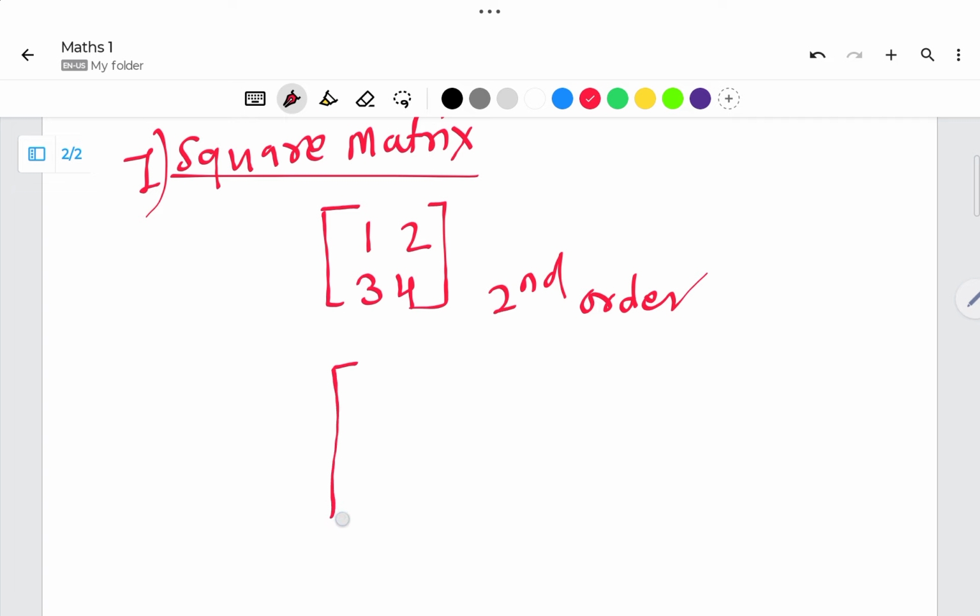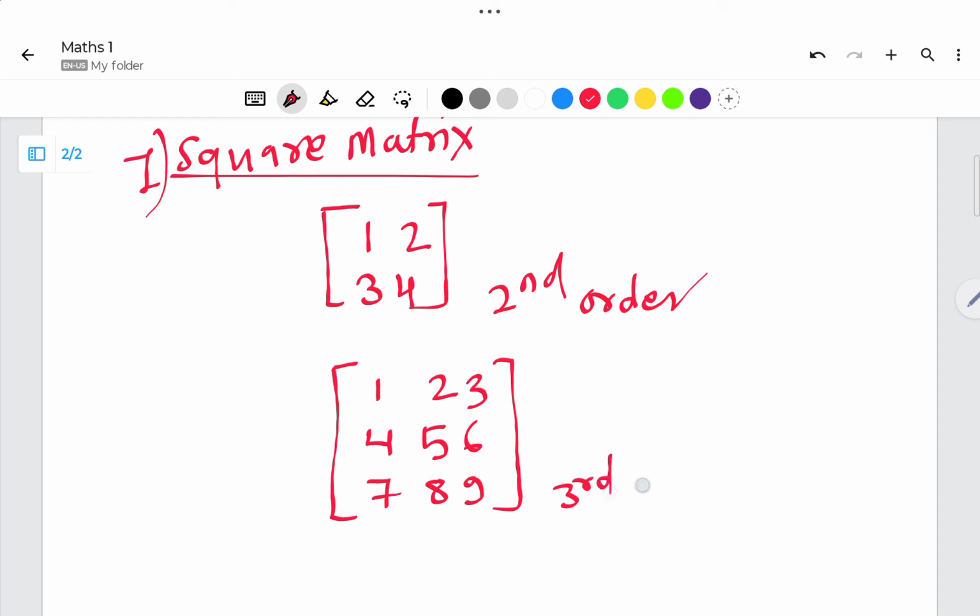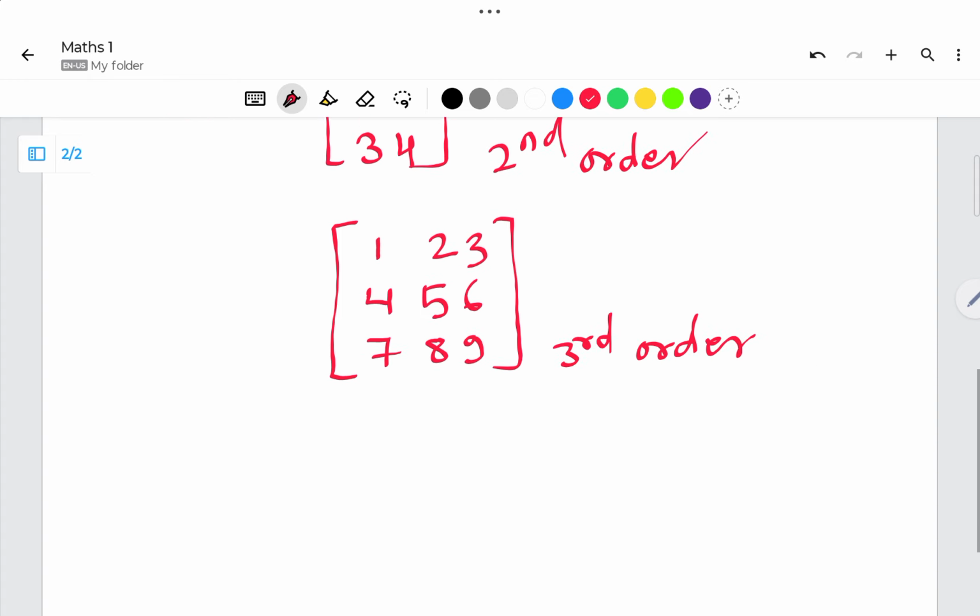If I write 1, 2, 3, 4, 5, 6, 7, 8, 9 like this, then it is also a square matrix, but it is a third order matrix. Then here, how many rows are there? 1, 2, 3 rows are there. Row number 1, 2, and 3.